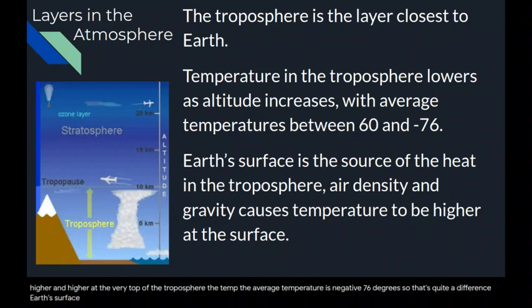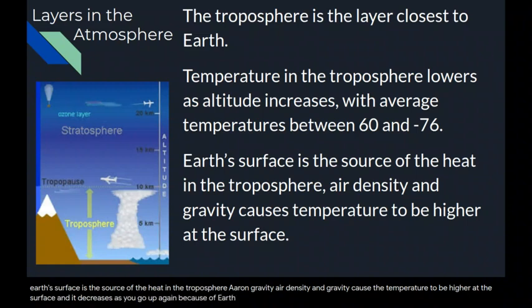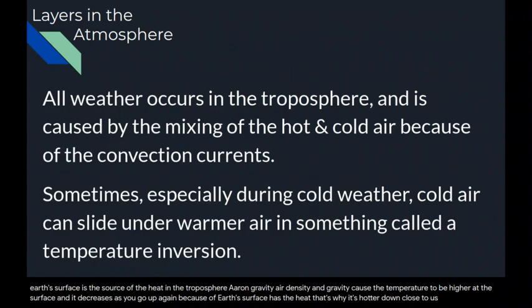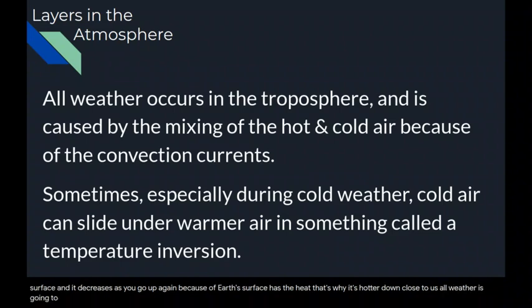Earth's surface is the source of the heat in the troposphere. Air density and gravity cause the temperature to be higher at the surface, and it decreases as you go up. Again, because Earth's surface is the heat source, it's hotter down close to us. All weather is going to occur in the troposphere, and it's caused by that convection current, that mixing of the hot and cold air.